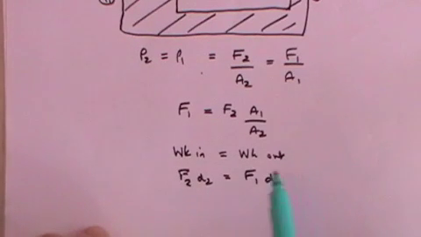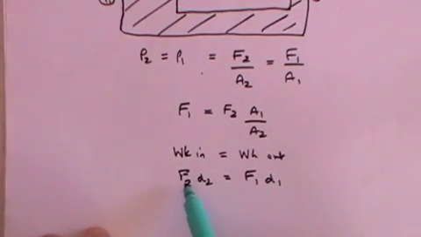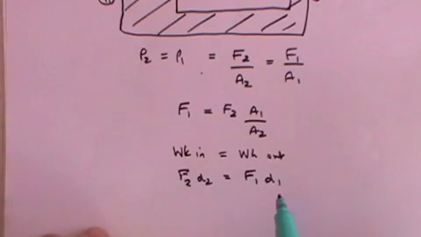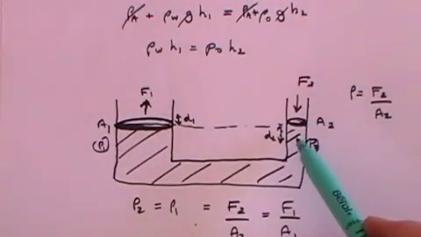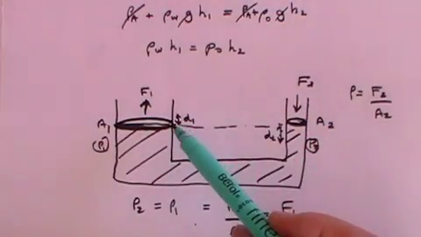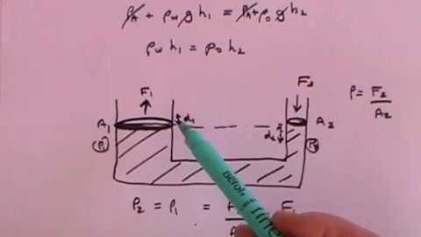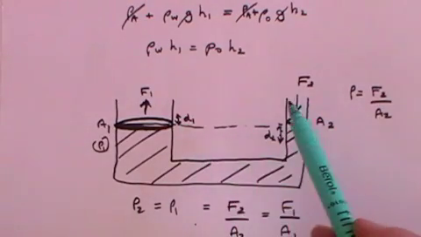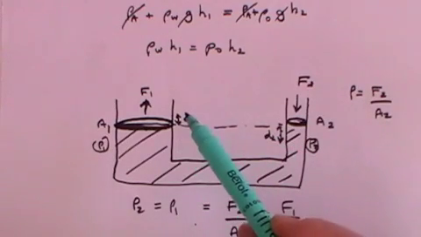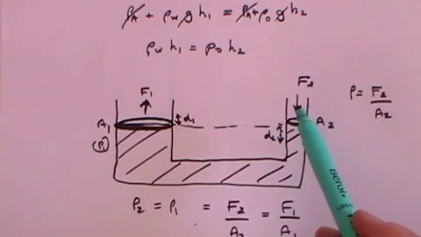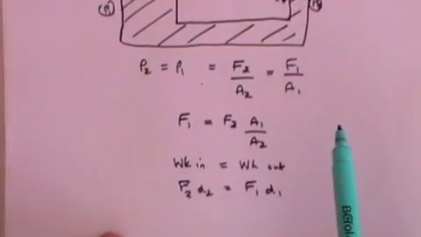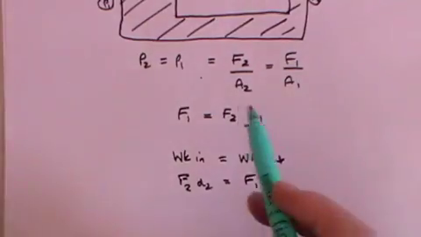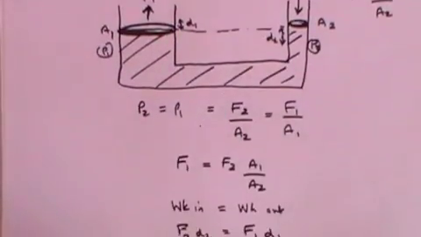Now, if F1 is much larger than F2, then D2 has to be much larger than D1. And that means you have to push this down a long, long way in order to get that to go up a very short distance. So the work done in pushing down is equal to the work done in pushing up. But you pay the price in that you have to push that down a long way just to get a very small increase in height on this side of the apparatus.